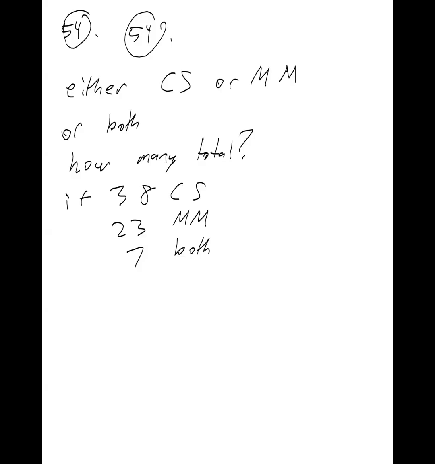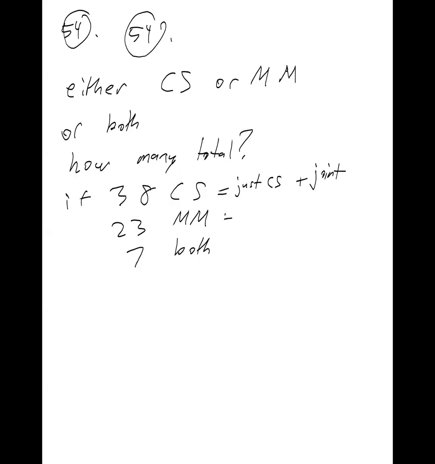So let's break these down. The 38 computer science students equals the ones who are just CS majors only, but within that 38, it also includes those who are joint majors, right? I'm gonna say joint instead of both, because both sounds like maybe a different thing. The just CS majors and then the joint majors who are both majoring in math and computer science.